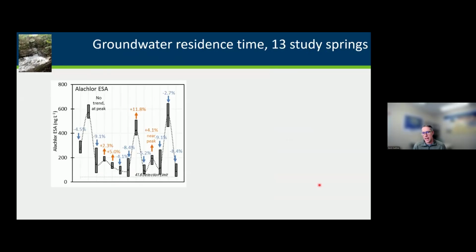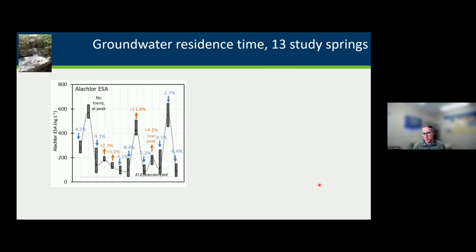And so this is the alachlor data, the alachlor ESA data. What you're seeing here is basically the concentrations in parts per trillion. And what you're seeing is the interquartile range, and then the solid black line is the median. Also included on there, you'll see the arrows representing the trend, and then the percentages expressing that as a percent annual change of that trend in the concentration.